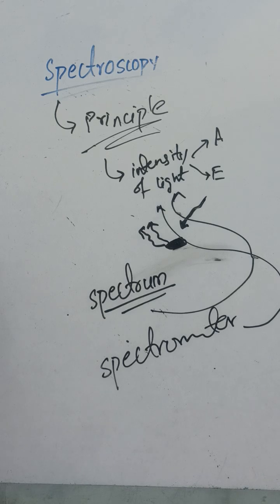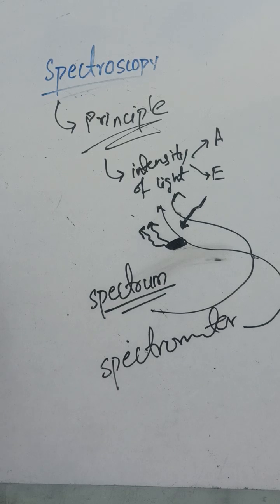Okay, so spectrum is a graph, while spectrometer is an instrument that measures the intensity of light, while spectrum is a graph that shows the intensity of light which is either absorbed or emitted out through a sample.